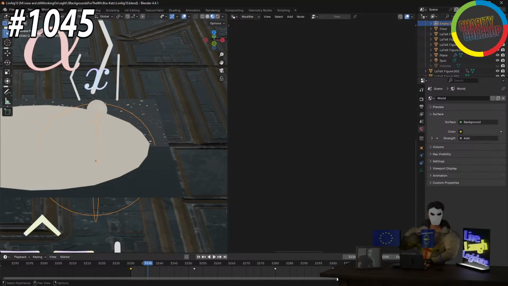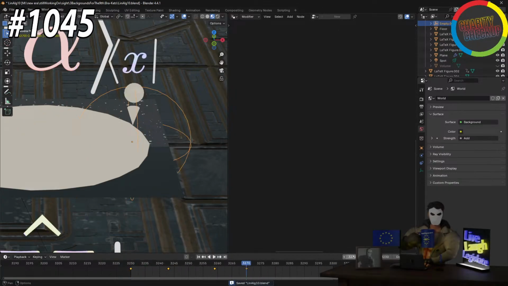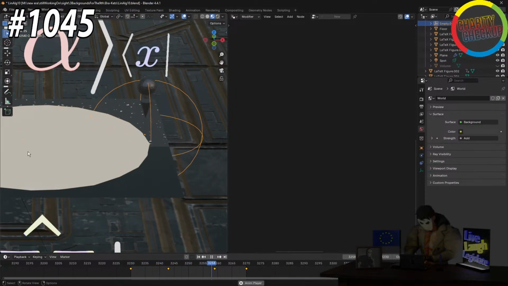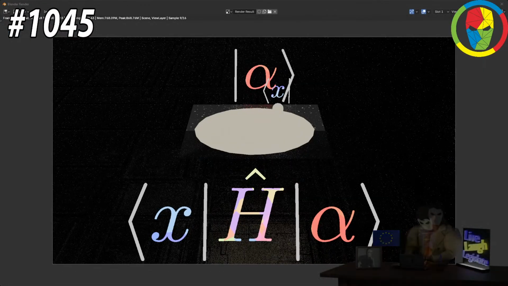Yeah, that should be close enough. We don't quite need this many frames, this should be sufficient. Yeah, alright. And there we go.